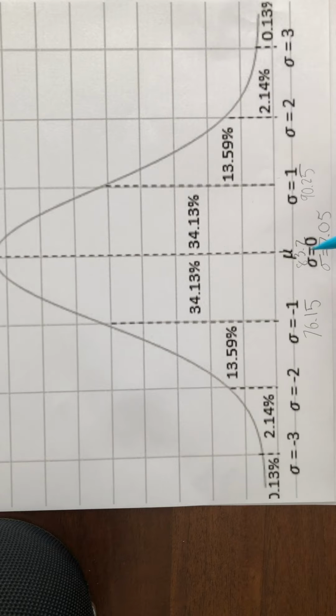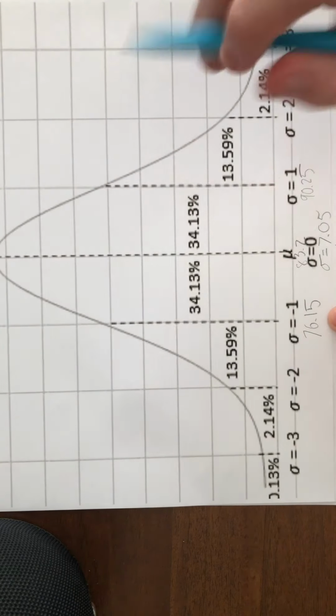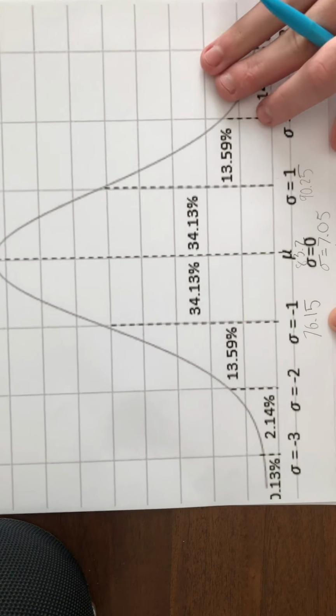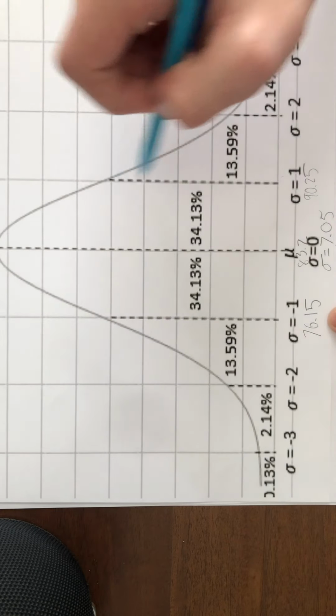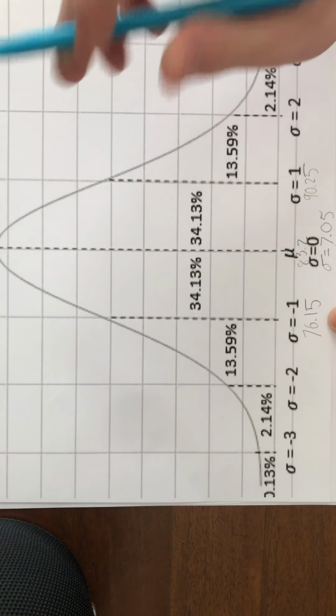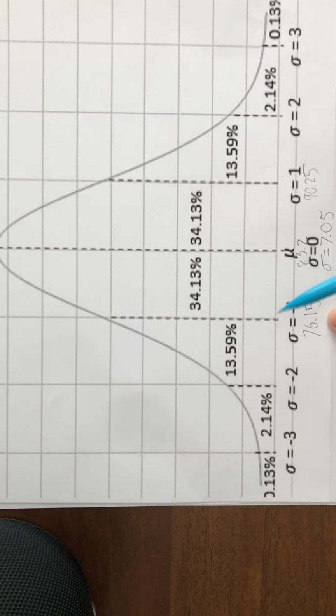We can see that we have a mean of 83.2, so that is the very middle of the data. And then if we move 1 standard deviation to the right, we add 7.05, which is our standard deviation, to get 90.25 at this line of being 1 standard deviation. Then if we have -1 standard deviations, then we have the mean of 83.2 minus the standard deviation of 7.05.